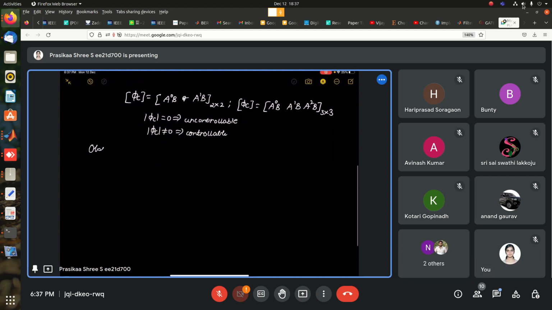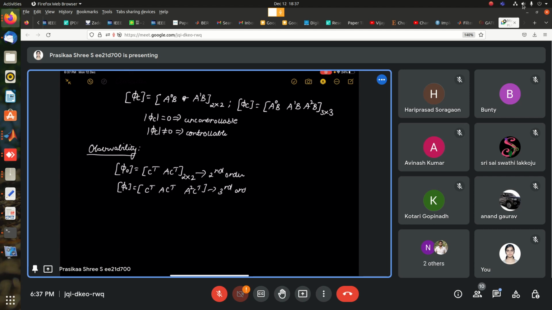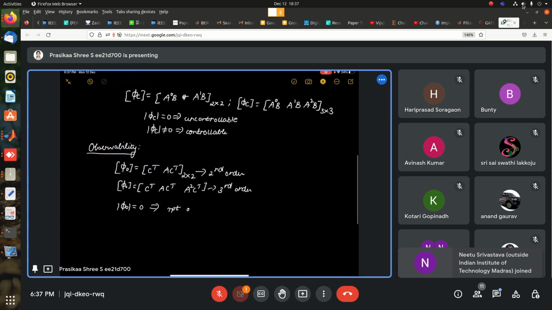So in order to check observability, we have Qo equal to C transpose, A transpose C transpose when it is a 2 cross 2 matrix, second order. And Qo is equal to C transpose, A transpose C transpose, A square transpose C transpose if it is a third order system. Okay. If the determinant of this is equal to 0, then it is not observable. If Qo is not equal to 0, it is observable.